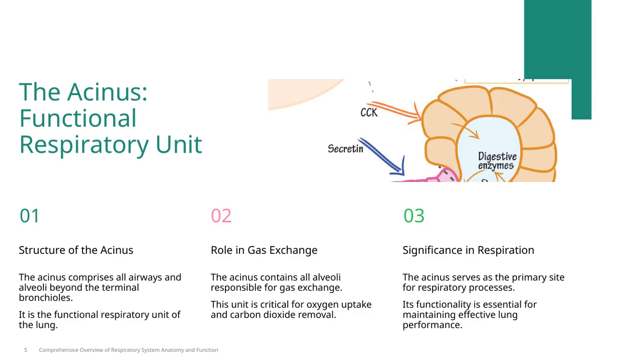Focusing on its significance, the acinus is the primary site for respiration in the lungs. Its proper functioning is crucial for maintaining effective lung performance and, ultimately, our overall health. Without a well-functioning acinus, the entire respiratory process could be compromised, highlighting its importance in our respiratory system.